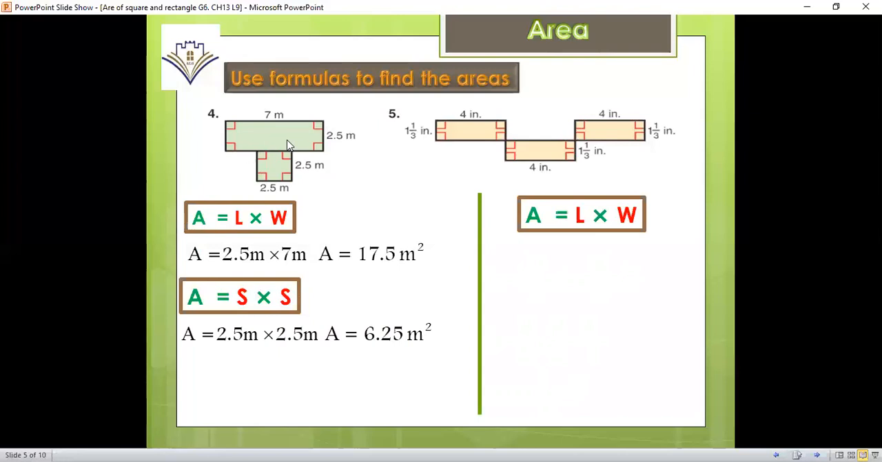I need the total here. Then the total equals the first 17.5 plus 6.25. The answer is 23.75 square meters.